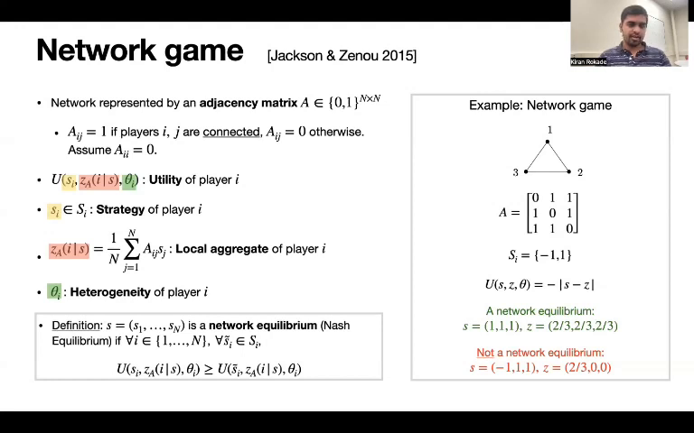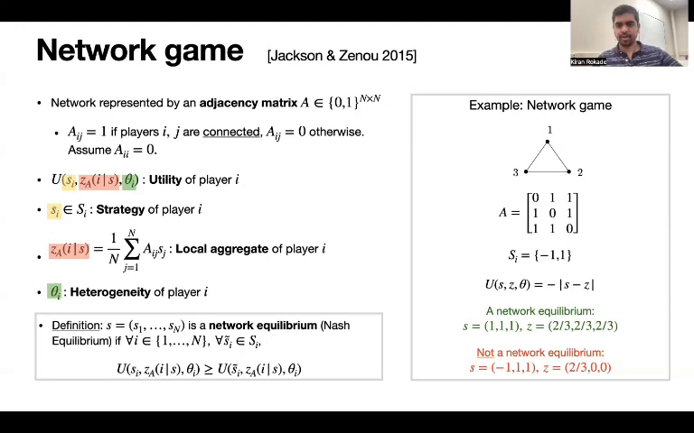Now we can define the notion of an equilibrium in a network game called a network equilibrium. We say that a vector S is a network equilibrium if no player i can benefit by unilaterally deviating to an alternate strategy S tilde i.